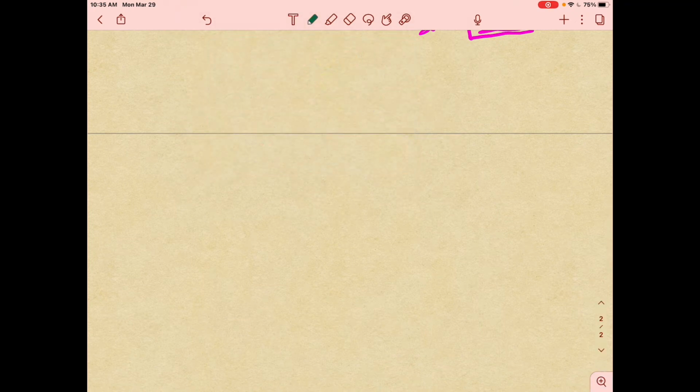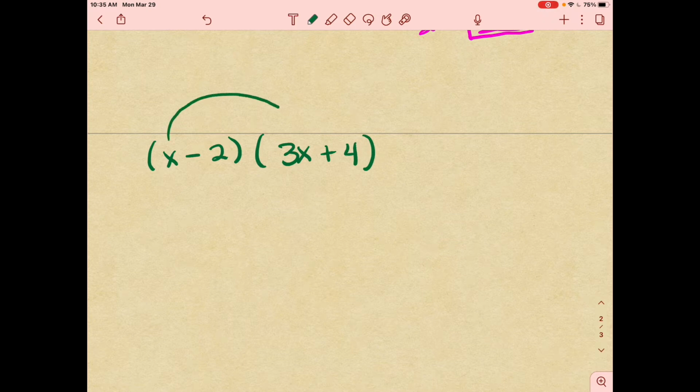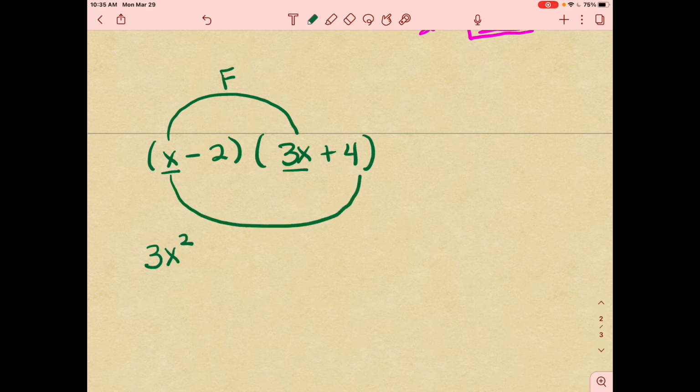Our second example is this: x minus 2 times 3x plus 4, and we can jump right into FOIL. So we're going to do first, okay, there's our F, our first term is x and 3x. X times 3x is 3x squared. And then our outer, we're going to jump down here and do the very bottom all the way from the very first to the very last, the two outer terms. This is O, and x times 4 is 4x.